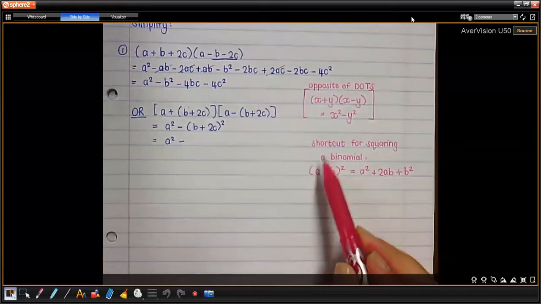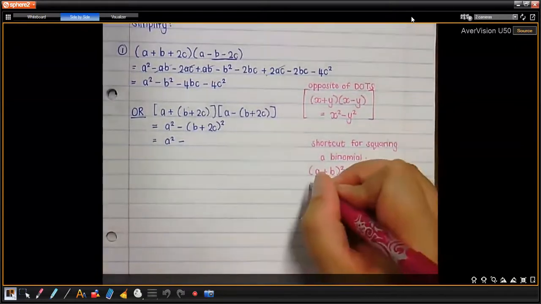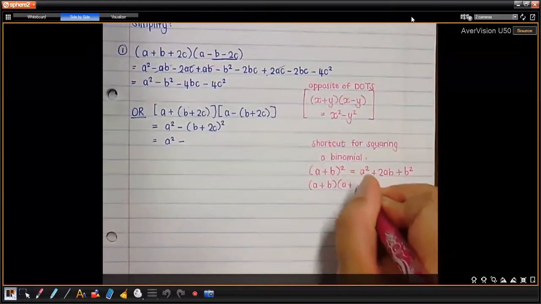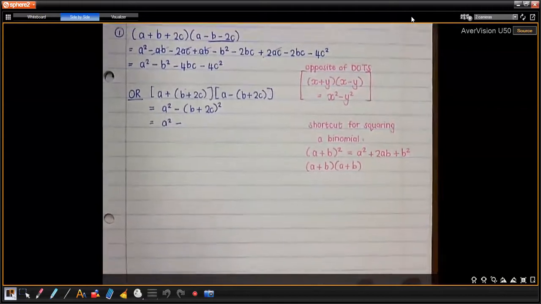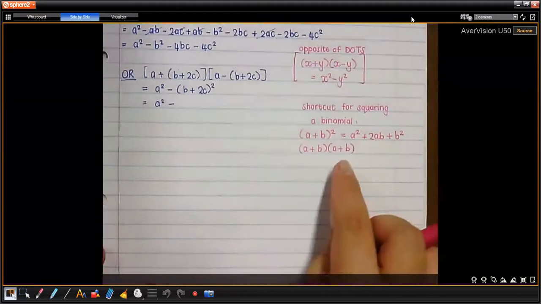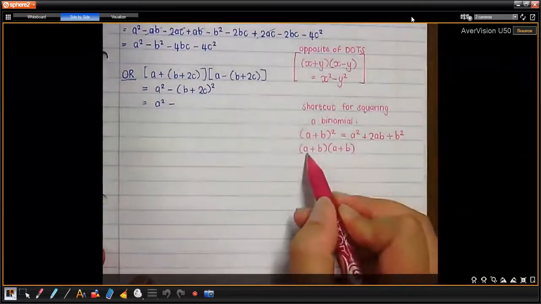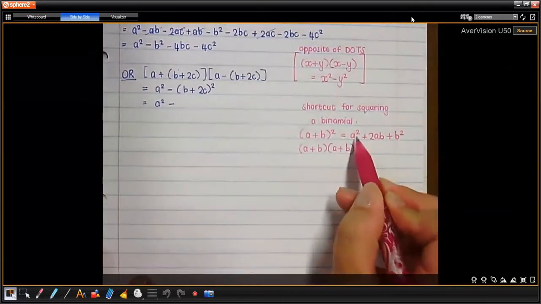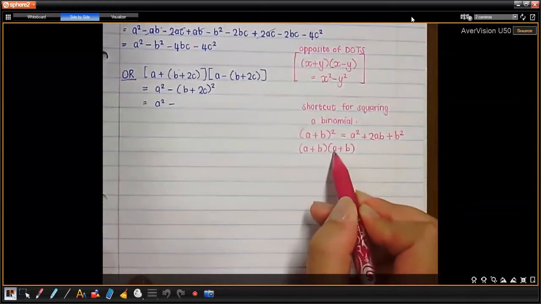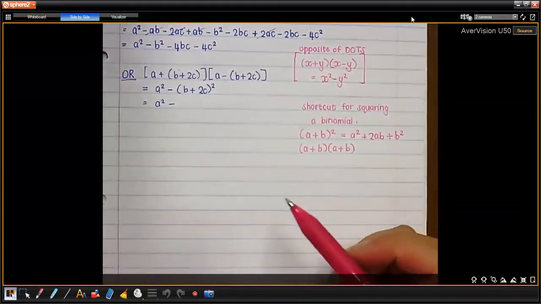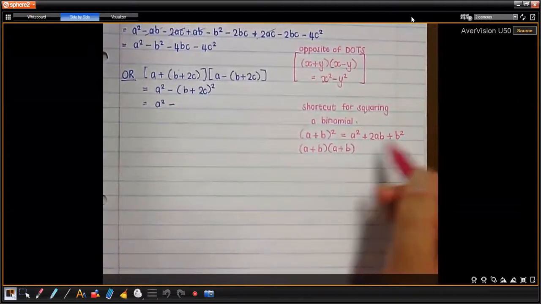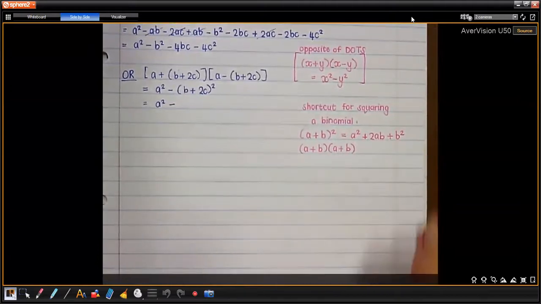And the reason for that, guys, is if we were to write this as (a plus b) times (a plus b), that is what it means when squaring a bracket: multiplying the bracket by itself. Does that make sense? So now if you were to FOIL this out, you would say a times a is a squared, a times b is ab, b times a is another ab. Now what is ab plus ab? 2ab. And then b times b is b squared.